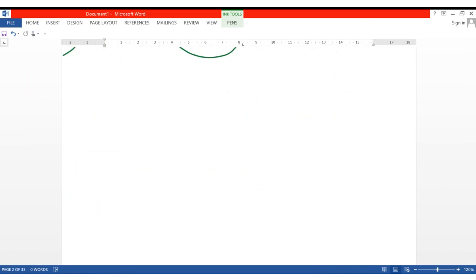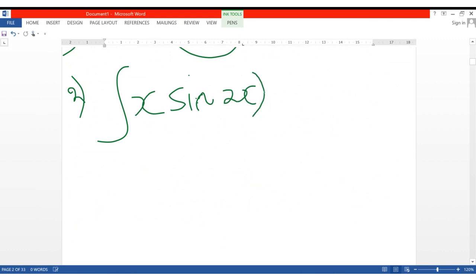Do another one just to demonstrate. Number 2, the integration of, let's say, x sine 2x dx. So last time we had done an integration by substitution. Integration by substitution. So you guys you have to be good at that.